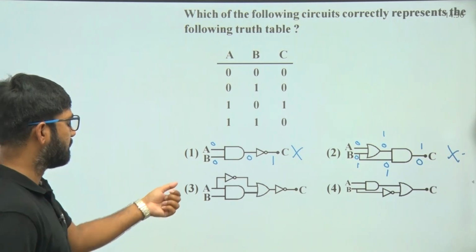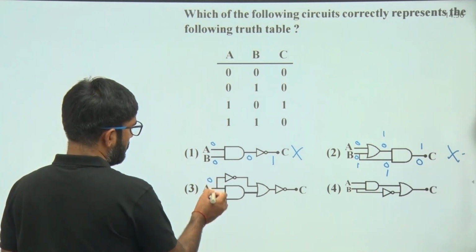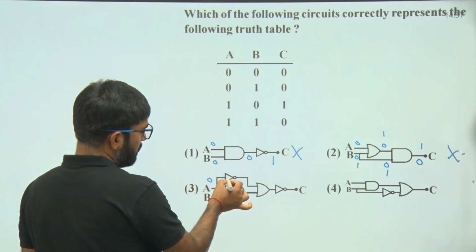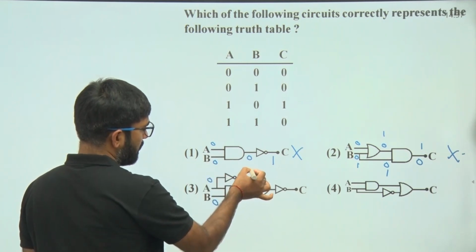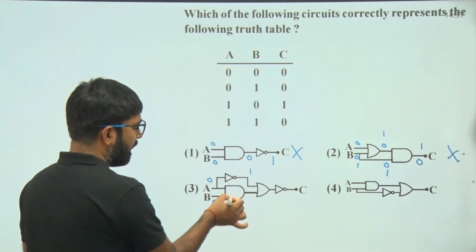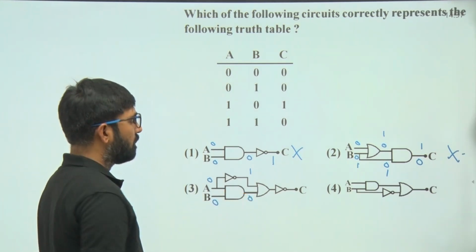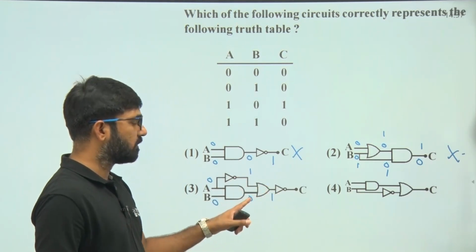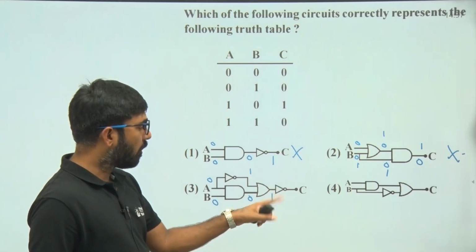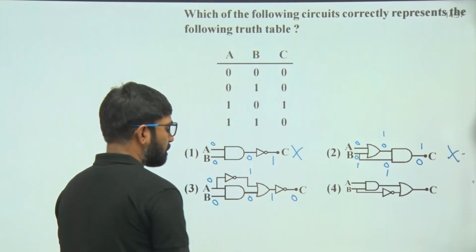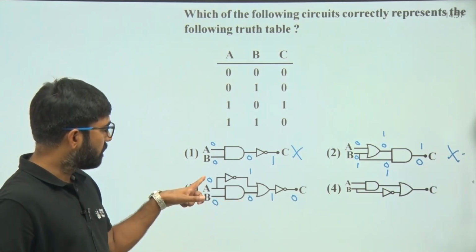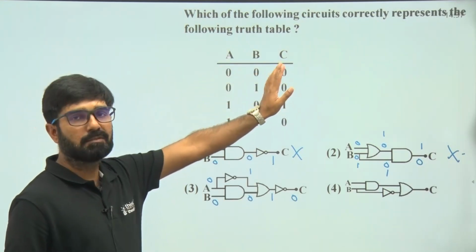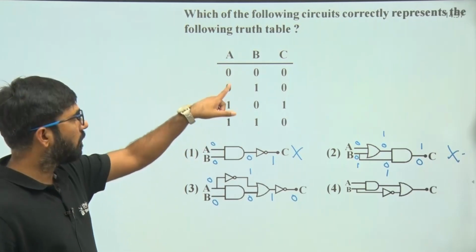Now let's check option three. A is 0, B is 0, the first case. The output should be 0. If A is 0, this is a NOT gate, and the output of the NOT gate is the inverse of 0, that means 1. The output of the AND gate is 0 into 0, which is 0. Now this is an OR gate with inputs 1 and 0, so 1 plus 0 is 1. This is a NOT gate, so the output is the inverse of 1, that means 0. If both inputs A and B are 0, then the output should be 0, and according to the table also the output is 0. This is satisfied.